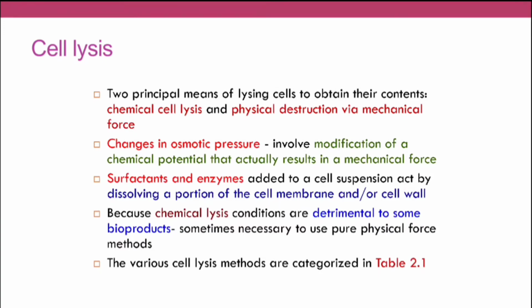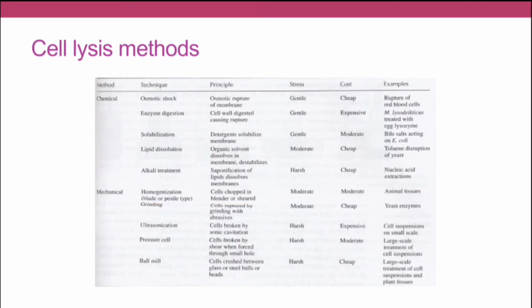Surfactants means detergents. They are responsible for solubilizing the cell membrane, which can remove the cytoplasmic inclusions which are present. Because chemical lysis conditions are detrimental to some byproducts, sometimes it is necessary to use pure physical force methods. The various cell lysis methods are categorized here in this table.